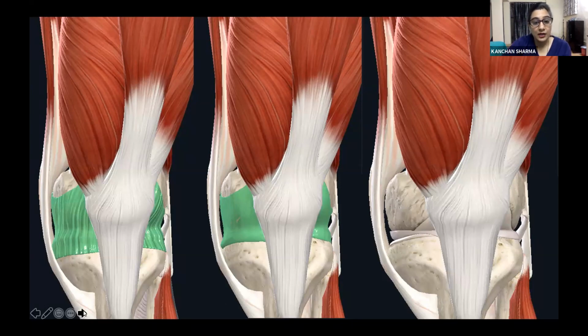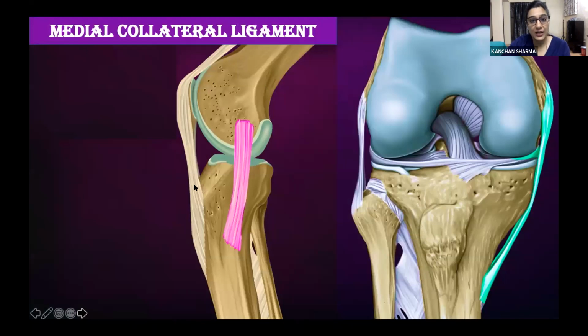From that, now let's move on to the medial collateral ligament. The medial collateral ligament is the one which is present on the medial side, and this is the one which is connecting your femur condyle to the tibia. This is how it looks.